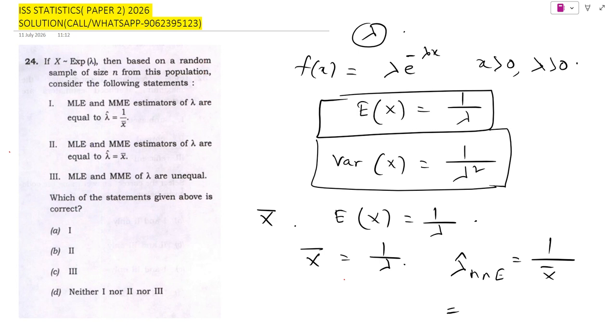So never confuse expectation of x being 1 by lambda with expectation of x being lambda. Many students make this mistake and incorrectly choose lambda cap equal to x bar. Now let's derive the MLE.